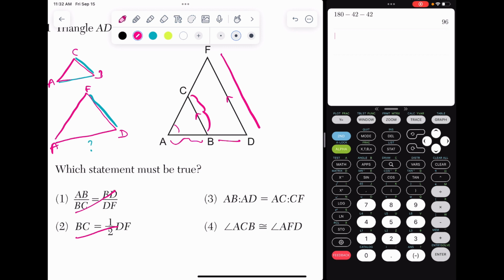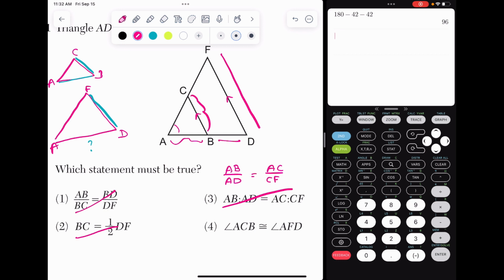Choice 3 is basically writing choice 1 differently. Instead of writing the ratios with a fraction, they're using a colon. So if you're not used to seeing it that way, what you could do is rewrite this. And now it says, is AB to AD equal to AC to CF? Nope, very similar to choice 1. CF is not a side of the triangle, so that's out. So we're really only left with choice 4, but let's talk about why it is 4.